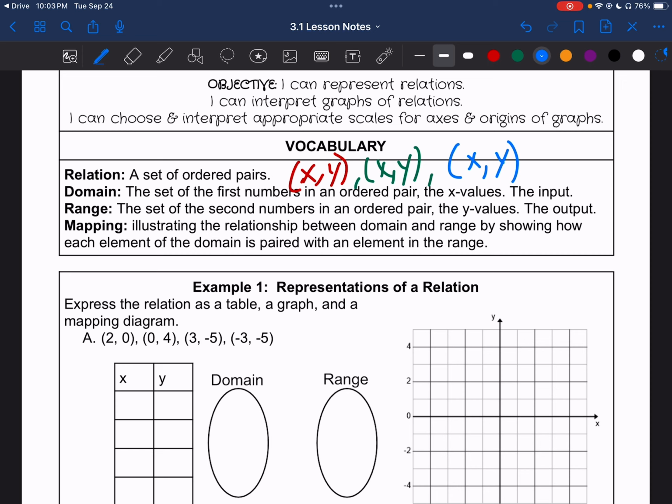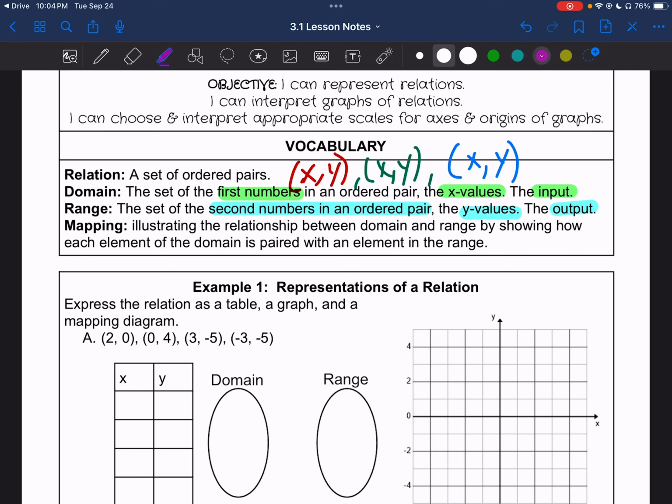The domain is the set of first numbers. So first numbers in an ordered pair, they are the x values. They are also the input. They are what we are putting into the equation to achieve some sort of result. The range, this is the second number in an ordered pair. It is the y values, and this is the output. This is the result of whatever equation or formula that we're working with.